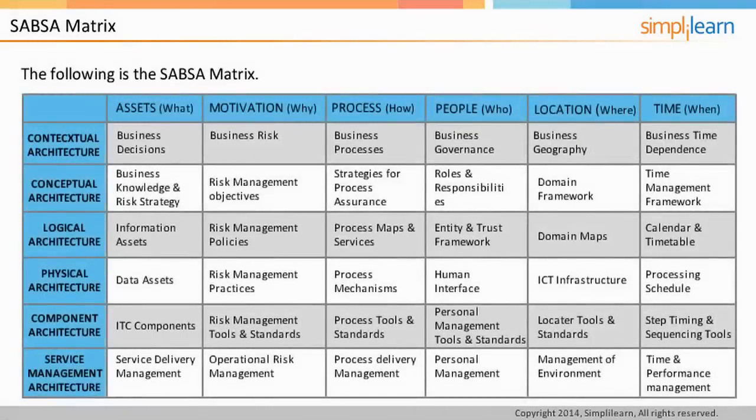The model is layered, with the top layer being the business requirements definition stage. At each lower layer, a new level of abstraction and detail is developed. From top to bottom, the layers define the conceptual architecture, logical architecture, physical architecture, the selection of technologies and products, component architecture, and finally, at the lowest layer, service management architecture.